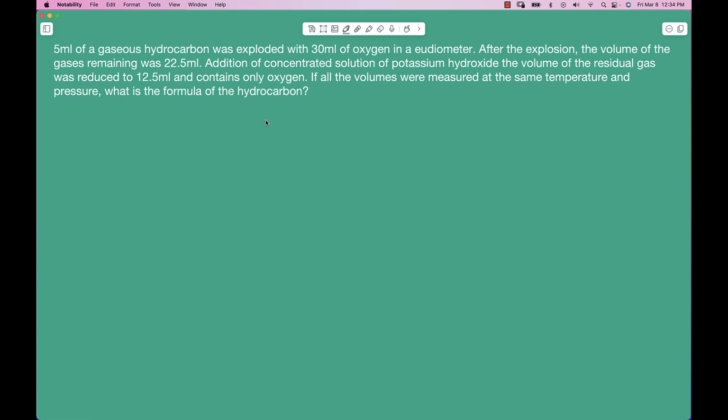Here we have another example where we are asked to find the formula of a compound. They did not specify whether we have to find the empirical formula or the molecular formula of the compound. And to know the empirical formula of a compound, we need the percentage composition of the compound. We have seen that in previous examples.